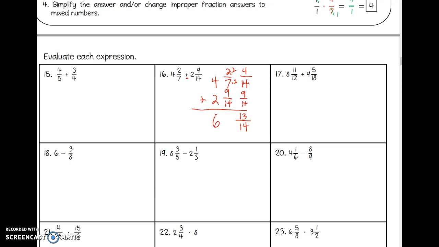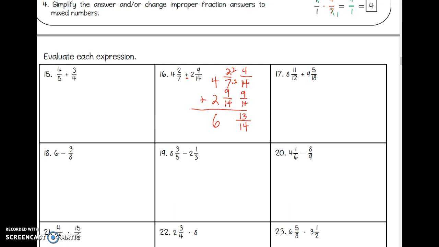My final step is to look back and say, can it get smaller? Does 13/14 get any smaller? Well, 13 is a prime number, so the only way it can get smaller is if the other number, the denominator, can be divided by 13 evenly. And that is not the case. So 13/14 should be as small as it can go.